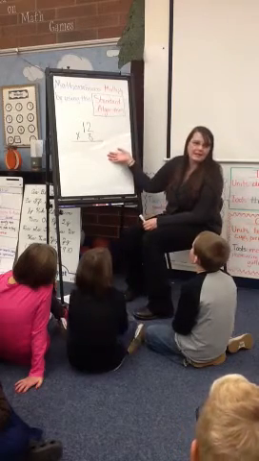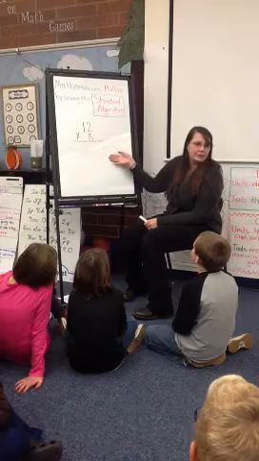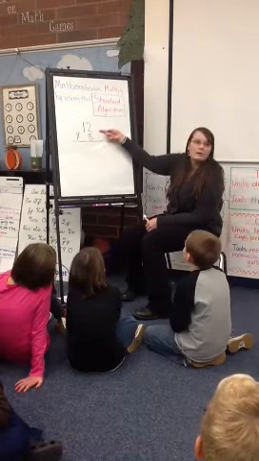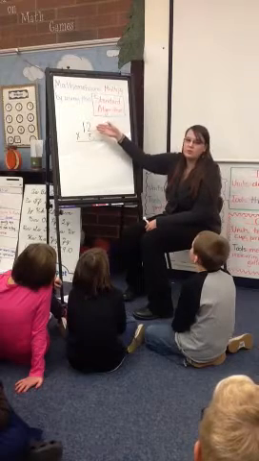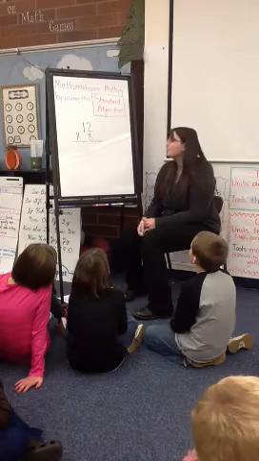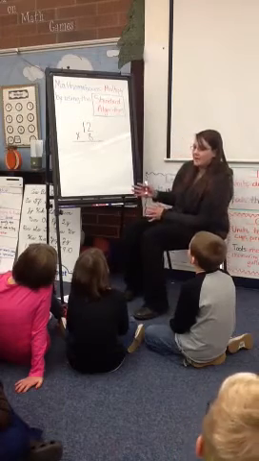This is called stacking. When you do the standard algorithm, you stack the numbers. Just like with subtraction, the bigger number needs to be on top, okay? Always, always, the bigger number. Whether it's a 2-digit, 3-digit, 4-digit, it doesn't matter, but the bigger number needs to be on top, okay? So we're going to think about place value.